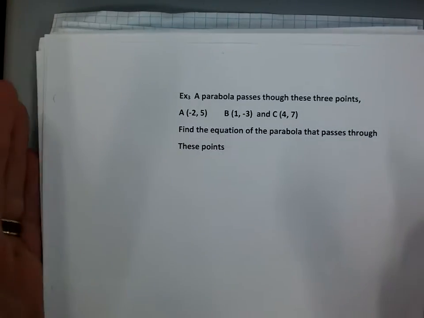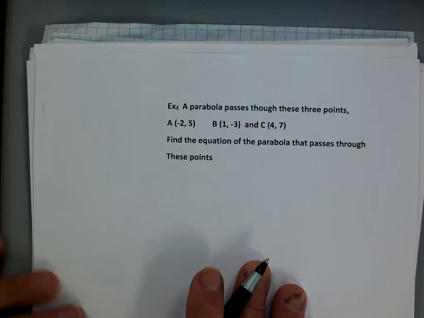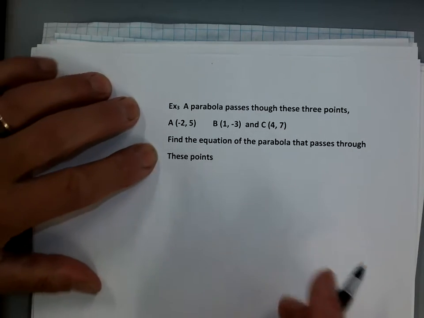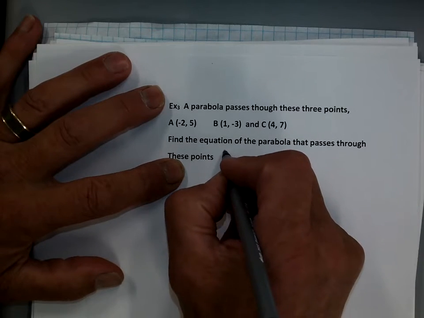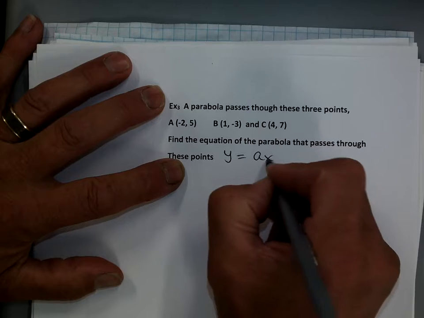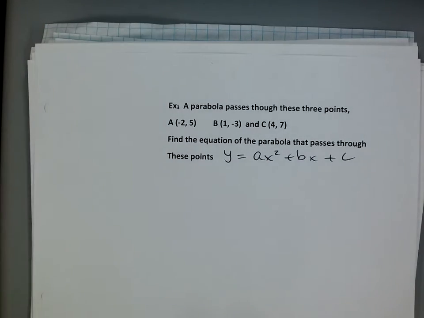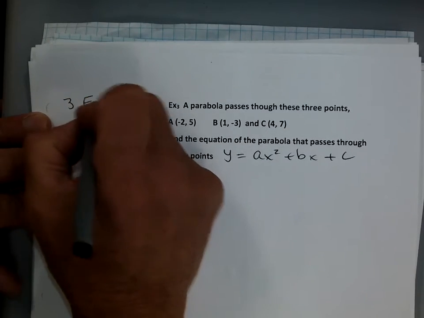Okay, example 3. A parabola passes through these 3 points. Find the equation of the parabola that passes through these points. Okay, all right. This one's a little bit harder, so I'll take my time. This is where we had to do the elimination and all that stuff. So, first of all, I'm going to put it in standard form: y equals ax squared plus bx plus c. I need 3 equations.